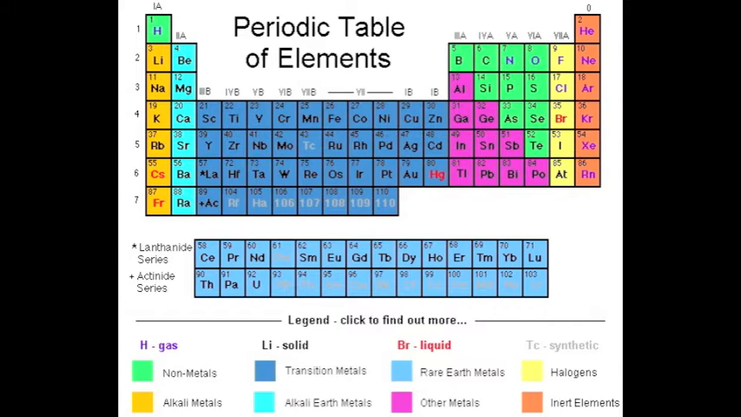Group 1 is the alkaline metals. They have a +1 charge. Group 2 is the alkaline earth metals with a +2 charge. Groups 3 through 12 are the transition metals with a +2 or +3 charge, and you'll learn why later in this video.